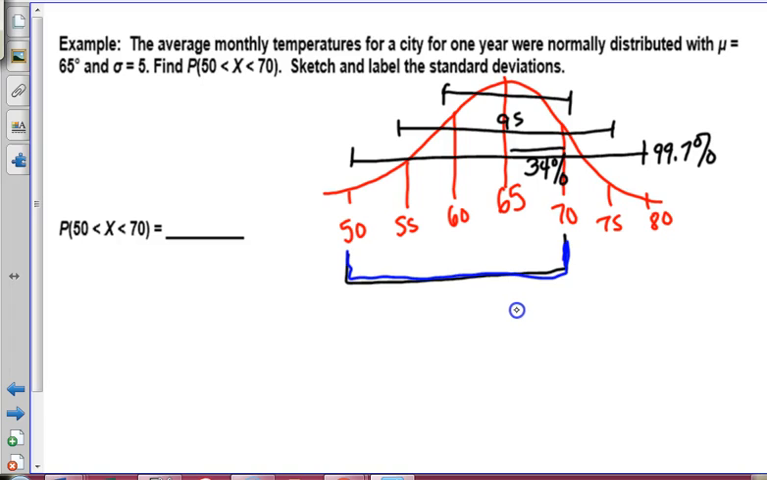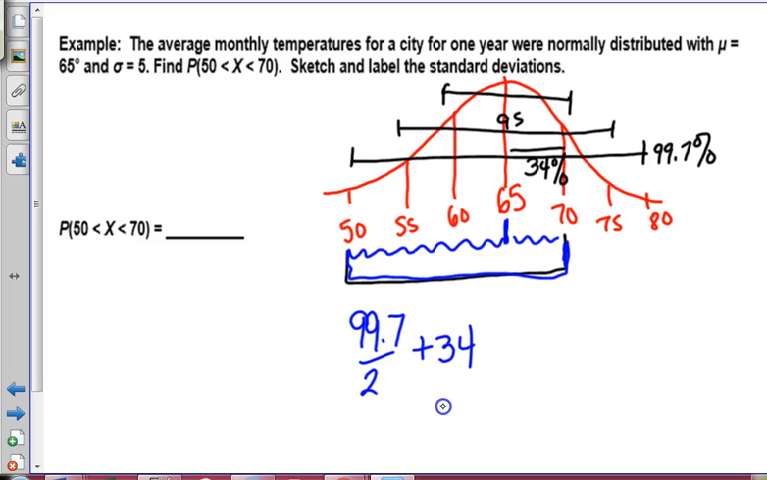In my head, I'm thinking this piece right here, 3 standard deviations to the left, is half of 99.7. And then to the right, I went another 34. Exactly the question we just did. Okay. So what did we get again? 83.85, is that right?